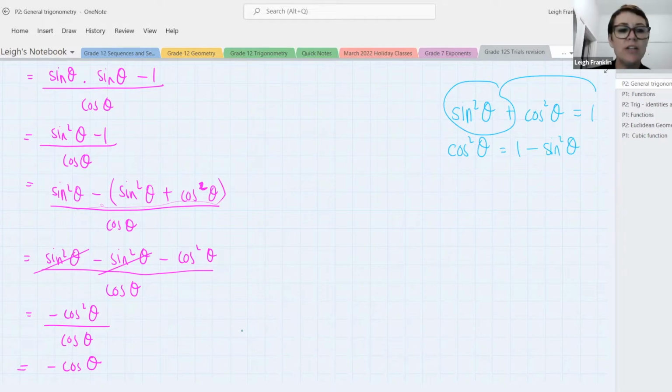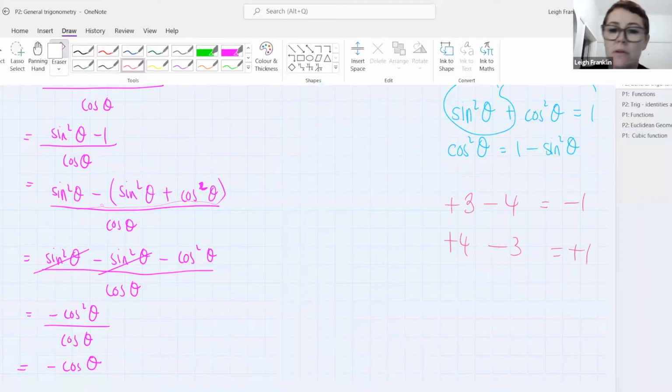It's funny, I actually had a discussion today with one of my grade 12s about this. And the idea is this: if you say plus 3 minus 4, or if I say plus 4 minus 3, do we get the same answers? We don't, because plus 3 minus 4 is negative 1, and plus 4 minus 3 is positive 1, so it's not the same thing. Okay, Mohammed?